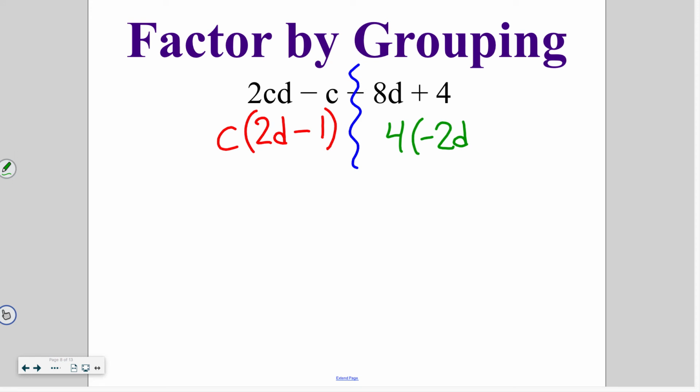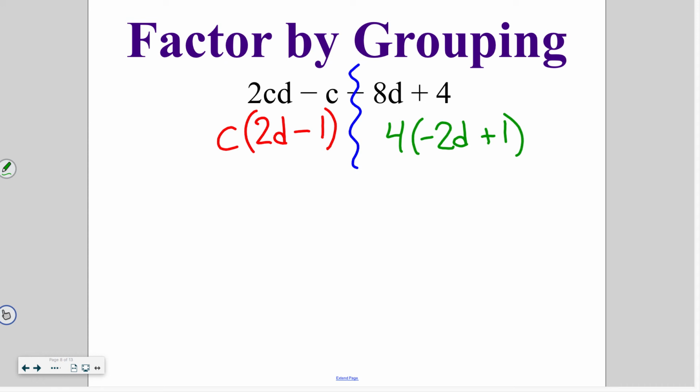Negative 8 divided by 4 is negative 2, and 4 divided by 4 is 1. Now, looking at these 2 pairs of parentheses, I have 2D minus 1 and negative 2D plus 1. Same terms, but with opposite signs. 2D is positive, 2D is negative. 1 is negative, 1 is positive.